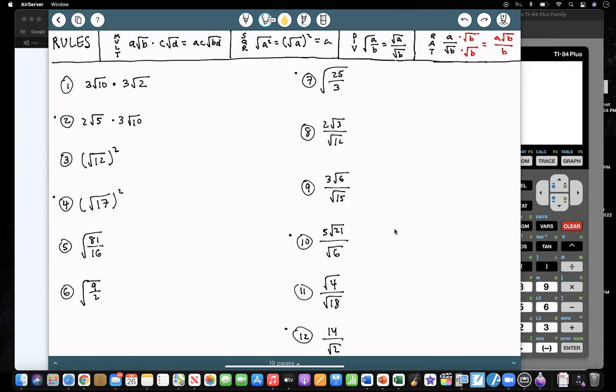Hello everyone. So in this video, we're going to go through all of our radical rules and then practice using each of them. So this would be like a nice summary and review video. So what I want you to do is just to basically take notes, to write the rules at the top as well as all 12 examples.